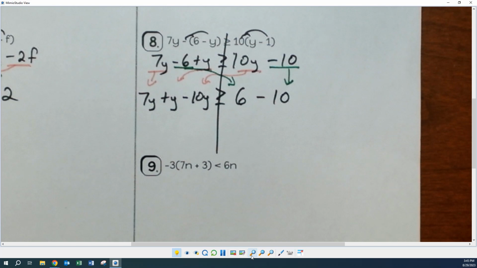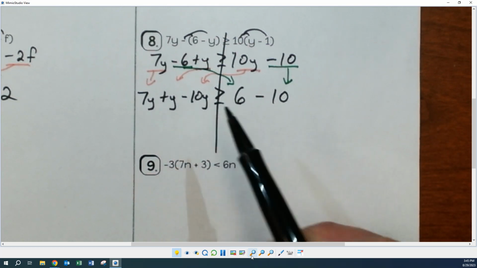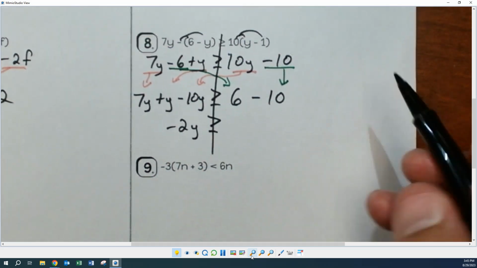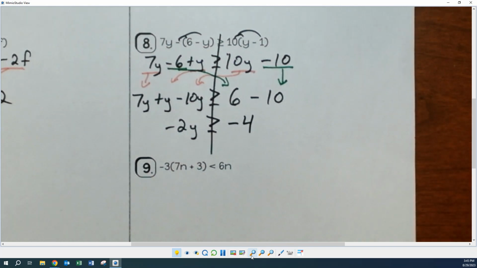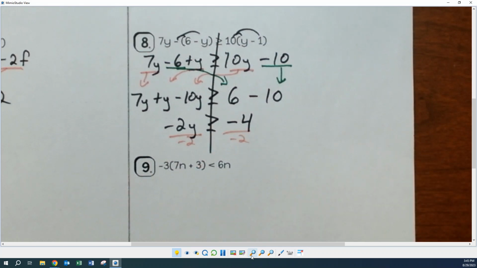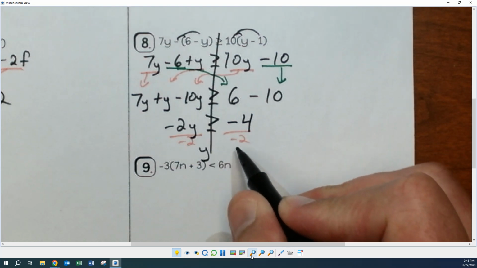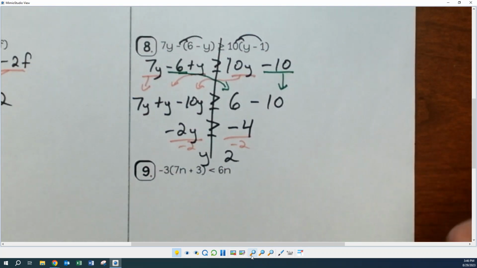Now I combine like terms. 7y plus y is 8y. Minus 10y is negative 2y. Is greater than or equal to 6 minus 10, which is negative 4. To solve, I would divide by negative 2. And I'm left with y. Negative 4 divided by negative 2 is 2.